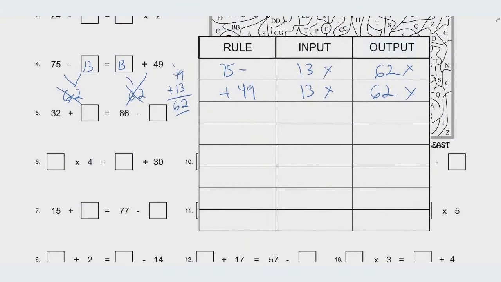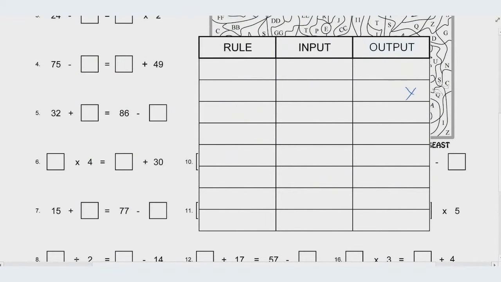Problem number 5. Problem 5 says 32 plus an empty box and 86 minus another empty box. Now this problem is just like this one. So it has to be less than 86 if we add these two together. And to figure that out, we just do 86 minus 32. 6 minus 2 is 4. 8 minus 3 is 5. So this number cannot be bigger than 54. So we know our answer is going to be between 0 and 54.